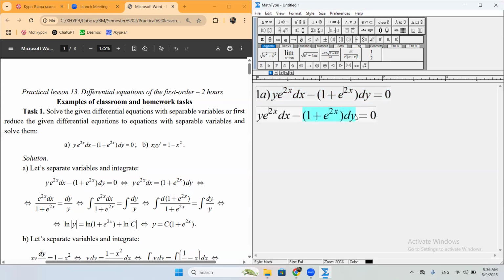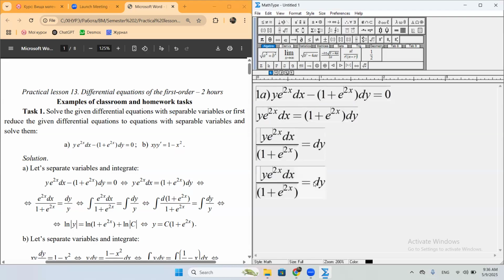First of all, let's move this part to the right. After that, dividing both parts by this expression, 1 plus e in power of 2x. And after that, divide both parts by y. So we finished separating variables, and now we will integrate both parts, the left and right.